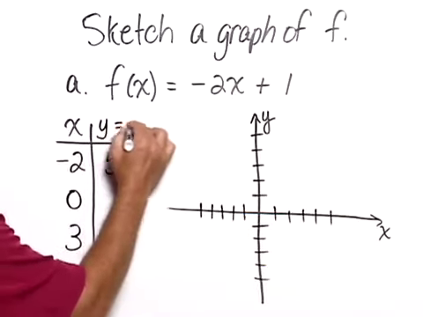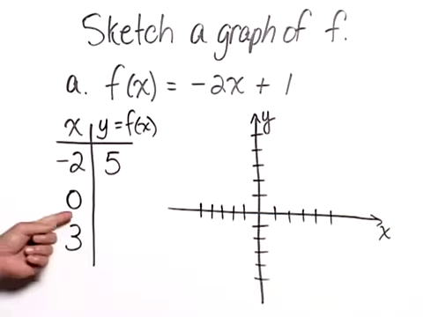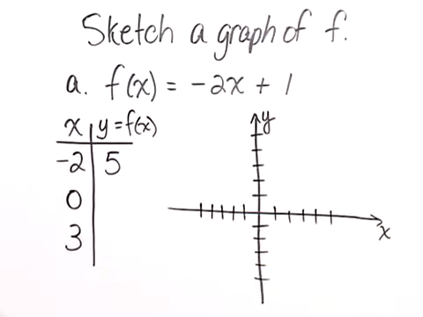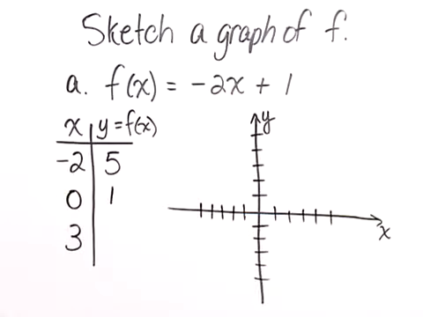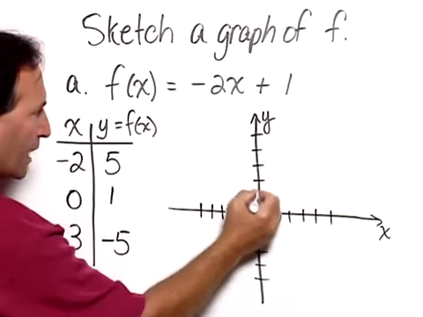And these are our y, which equals f of x values. For 0, we have negative 2 times 0, which is 0, plus 1, which is 1. And for 3, we have negative 2 times 3, which is negative 6, and negative 6 plus 1 is negative 5. So let's plot these points: negative 2, comma, 5.